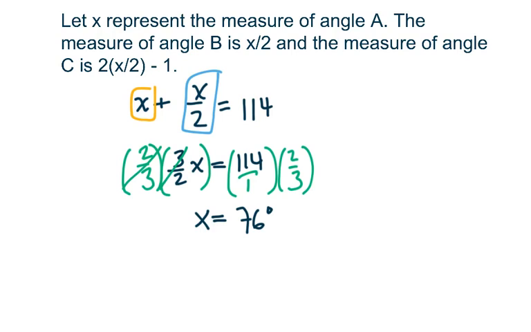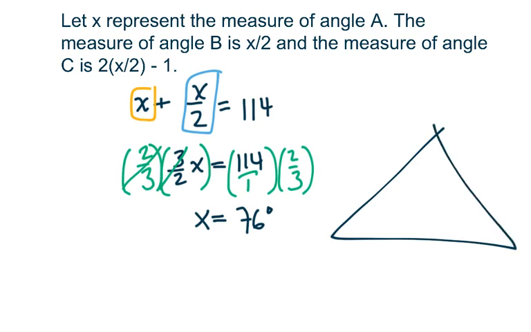Okay, so let's think about this maybe triangle that we have. We have angle A, which is 76 degrees. Now that we know A, we can also find B. So B is supposed to be half of A, which means it's 38 degrees.